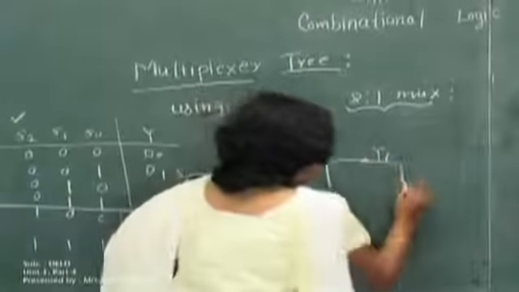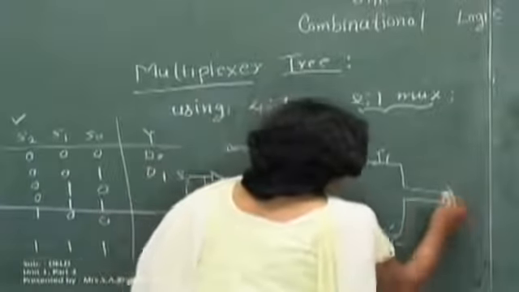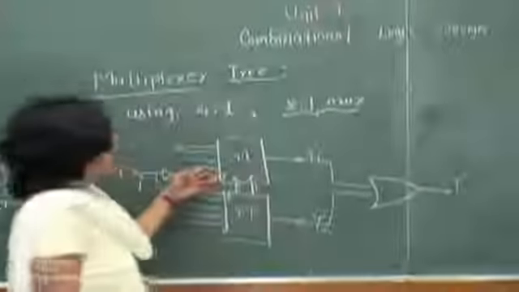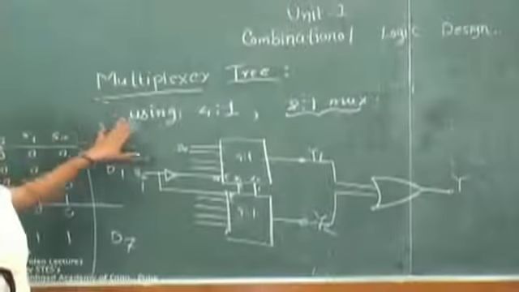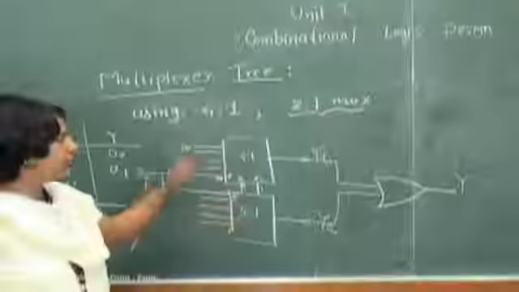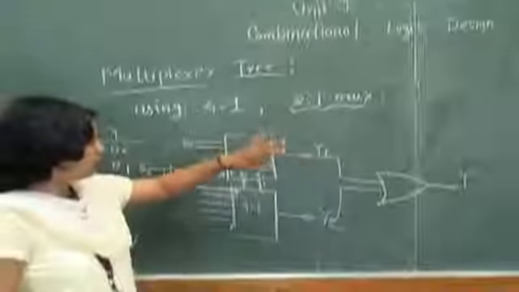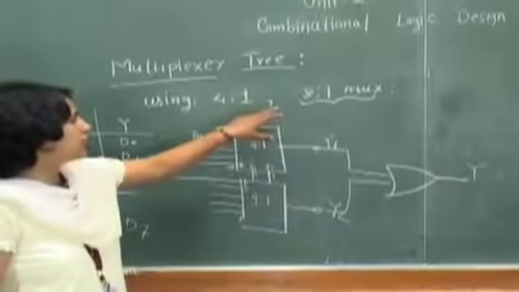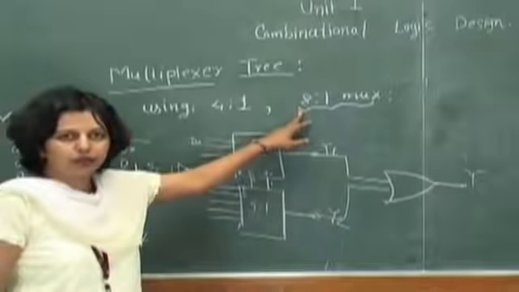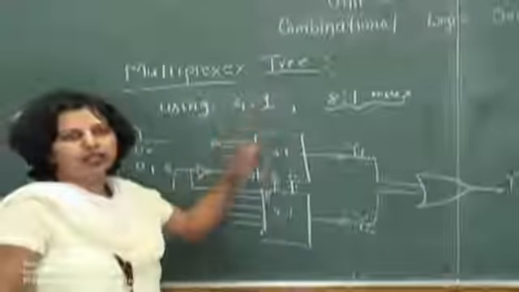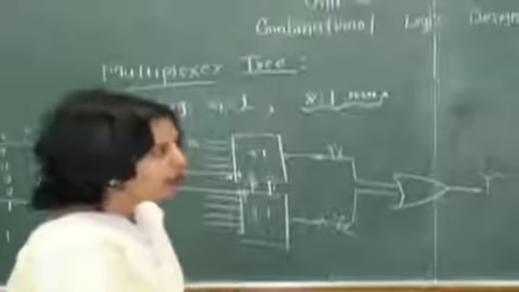The final output we can get by ORing the outputs of both multiplexers. This is called a multiplexer tree, that is, using lower multiplexers we can build the higher version. Similar to this, we can design a 16:1 multiplexer using 8:1 multiplexers, or a 16:1 multiplexer using 4:1 multiplexers. All these combinations are called a multiplexer tree.